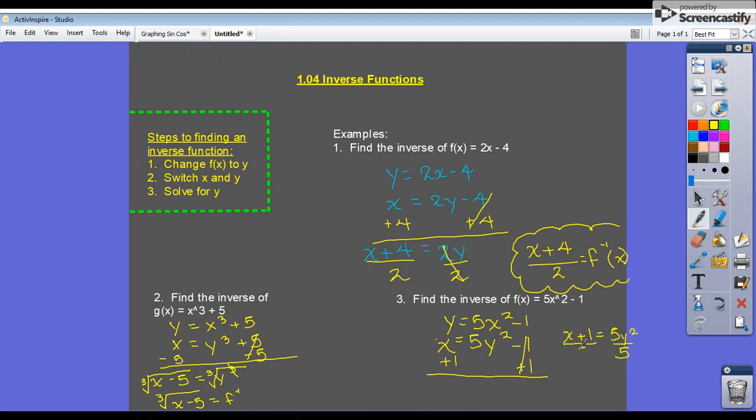To get rid of the 5, it's being multiplied to y, so we divide it on both sides, leaving me with x plus 1 over 5 equals y squared. The last thing left is that square with the y, and then y will be by itself. So how do we get rid of a square? We square root it. Whatever you do to one side, you do to the other. And I'm out of room here, but that will be your inverse function. I hope this helps.